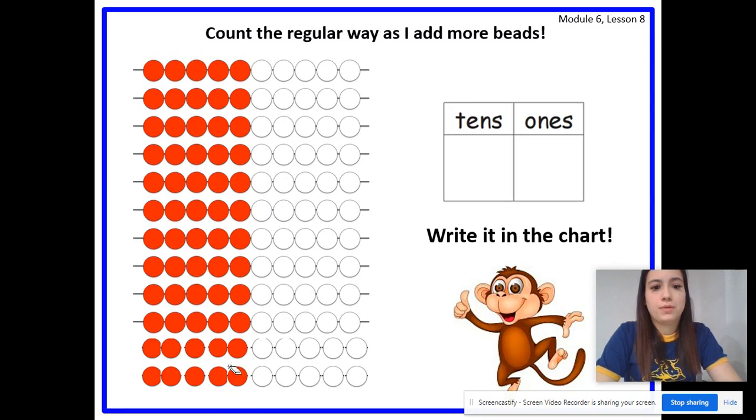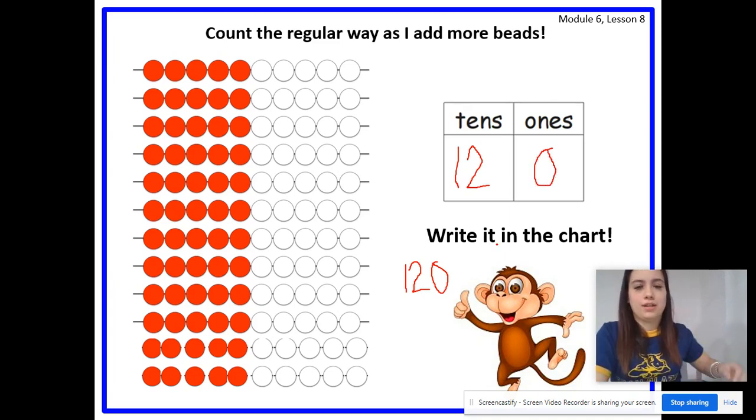So now we're going to write 120 in our place value chart. 120. So how many tens do we have, boys and girls? Yes, remember, say the unit. 12 tens. So that's what we write in the place value chart. How many ones, boys and girls? Yes, 0 ones. Very good. So this is how we would write it in the place value chart.